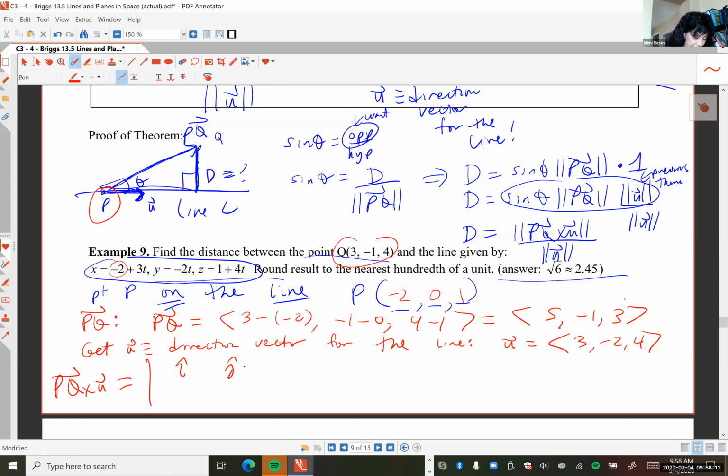And I'm going to use the i hat, j hat, k hat. I've got 5, -1, 3 here, and 3, -2, 4. And then you know you're going to do that whole business of the 3 by 3 determinant. I'm running short on time, so I'll just say you do it.